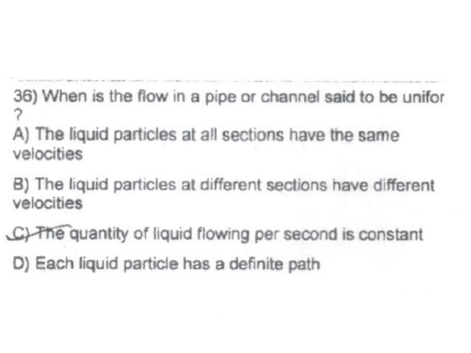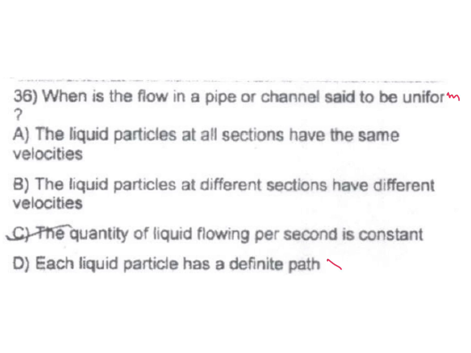What is the flow in a pipe or channel said to be uniform? It's said to be uniform. A: the liquid particles at all sections have the same velocities. B: the liquid particles at different sections have different velocity. C: the quantity of liquid flowing per second is constant. D: each liquid particle has a definite path.